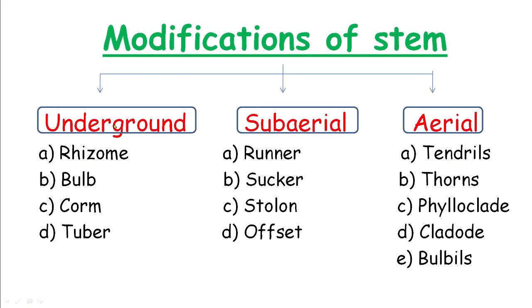Stem shows 3 types of modification. First is underground, subaerial and aerial. In underground, it has different modifications like the rhizome, bulb, corm and tuber. And the subaerial modifications of the stems are runner, sucker, stolon and offset. And the aerial modifications of the stems are tendrils, thorns, phylloclade, cladode and the bulbils. We will see in detail these different types of the modification.